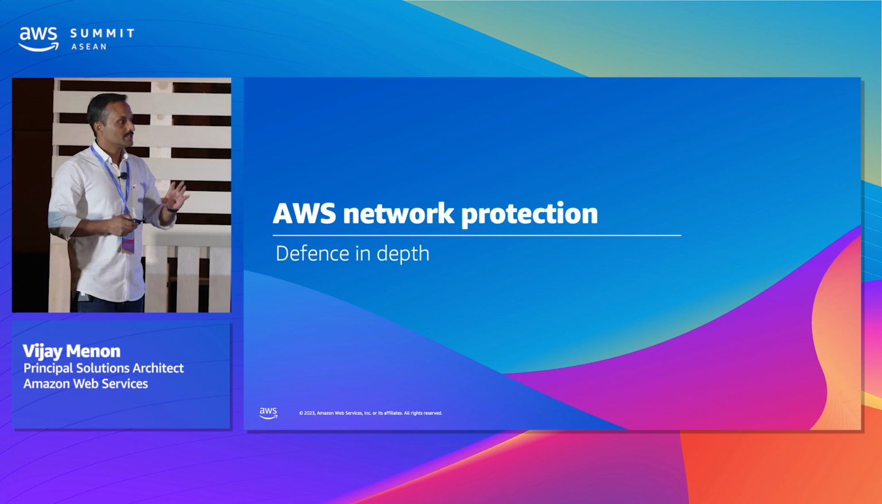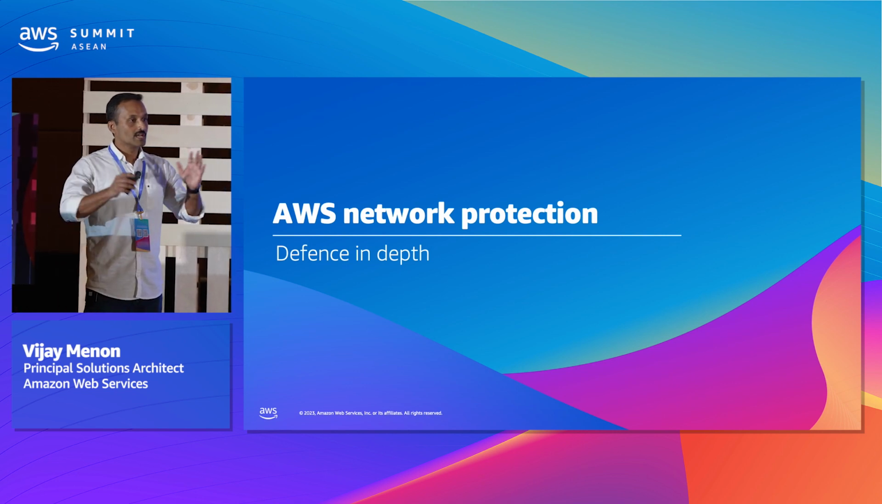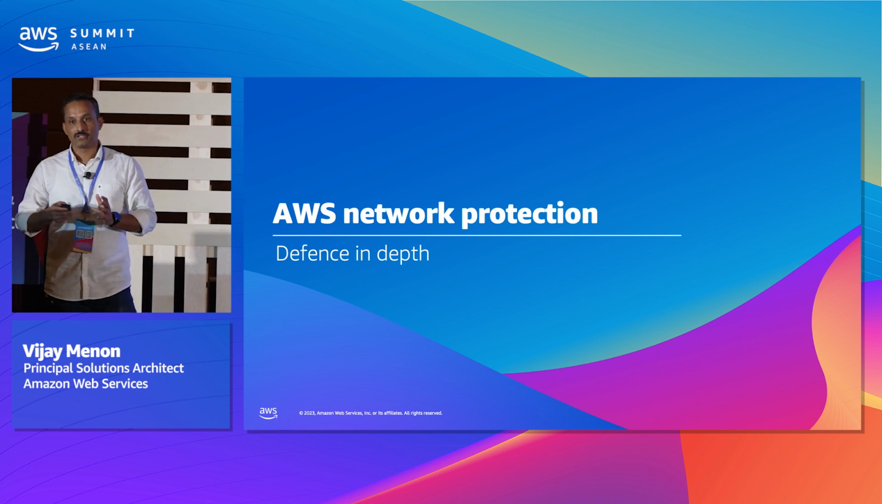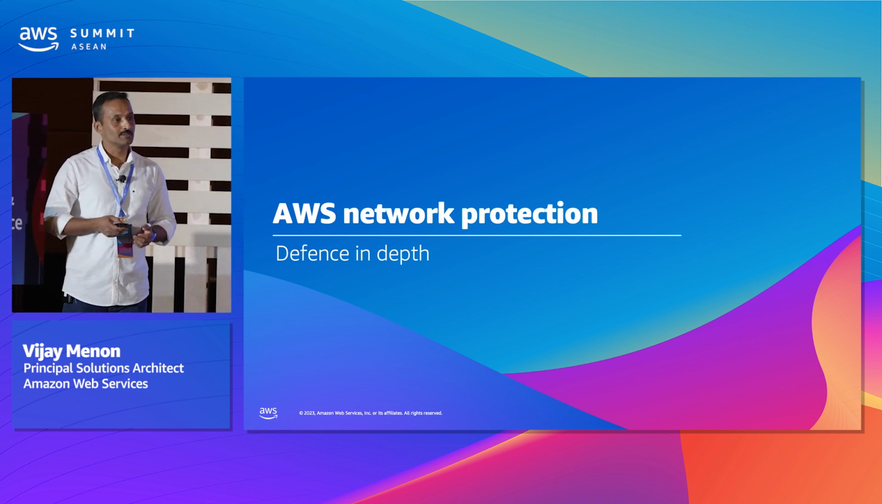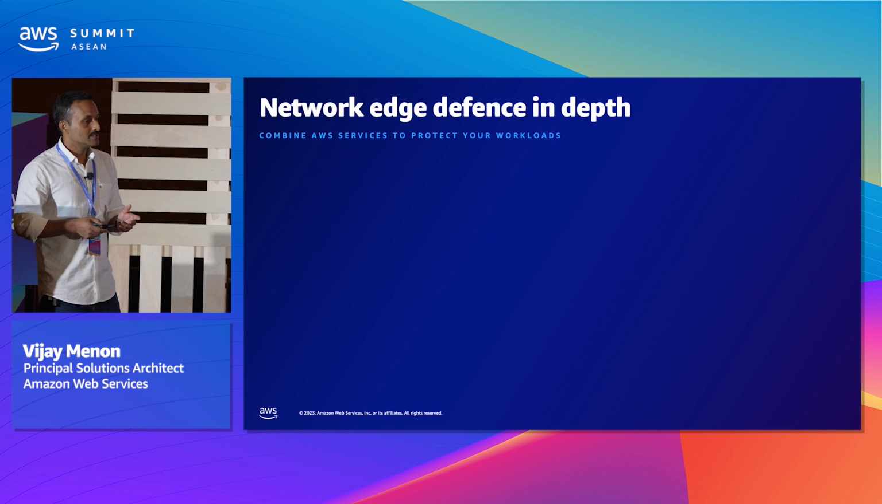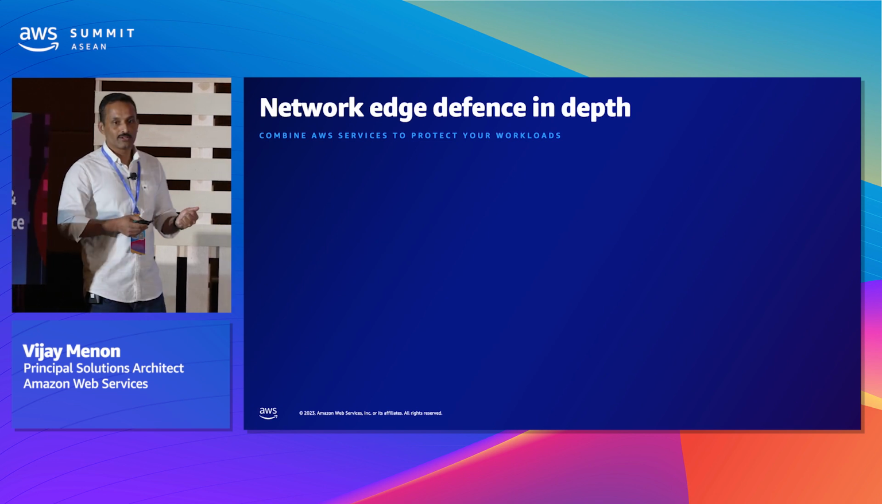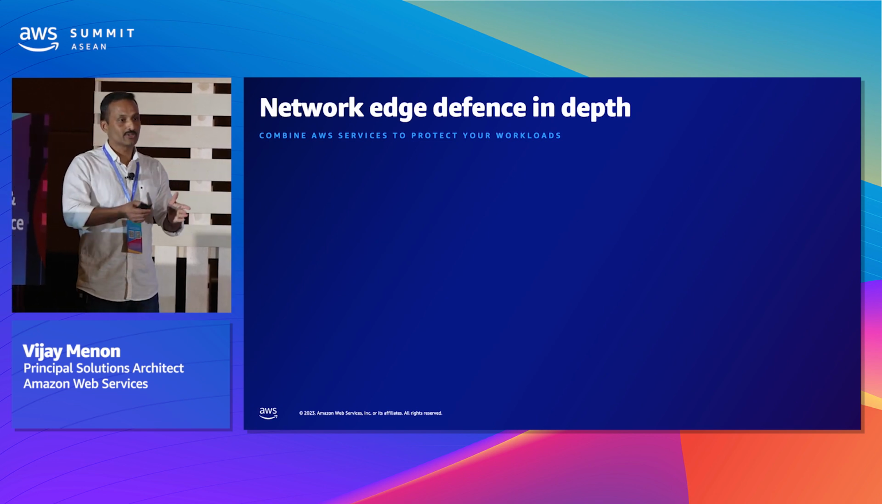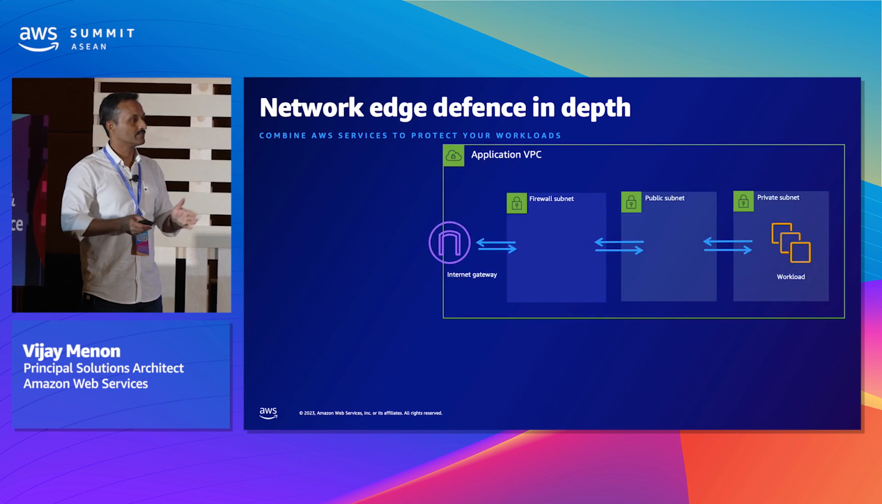So with that in mind, let's look at an overarching principle which we need to keep in mind when designing our architecture, which is defense in depth. The idea is to use the services you have available at each layer to protect that layer, and get comprehensive defense in depth.